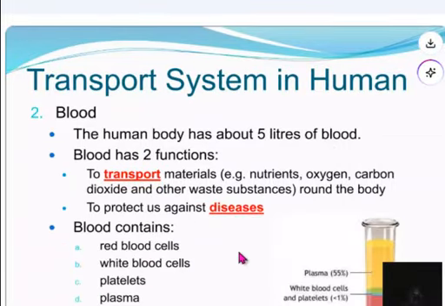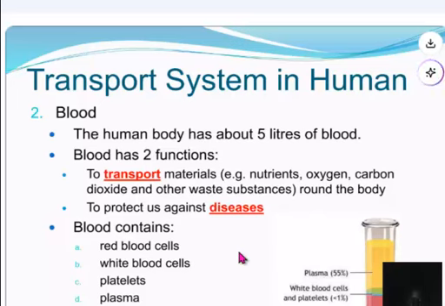Now, the transport system in human blood. We're still looking at the blood now. If you look at the heart previously, the human body has about 5 liters of blood. Blood has two functions. One, to transport materials, e.g. nutrients, oxygen, carbon dioxide, and other waste substances around the body. Two, to protect us against disease.